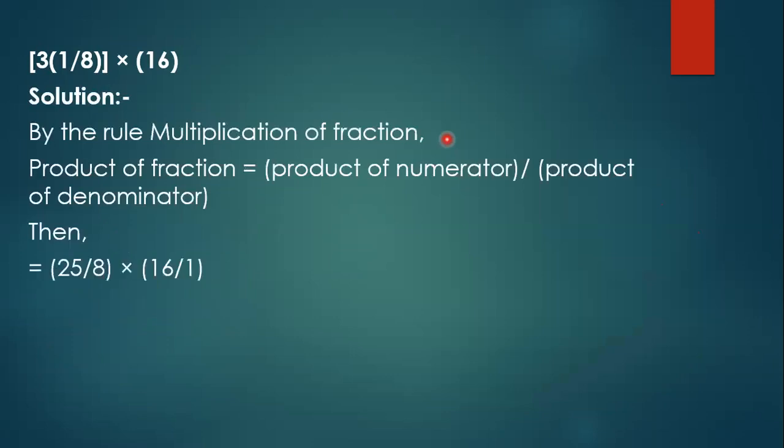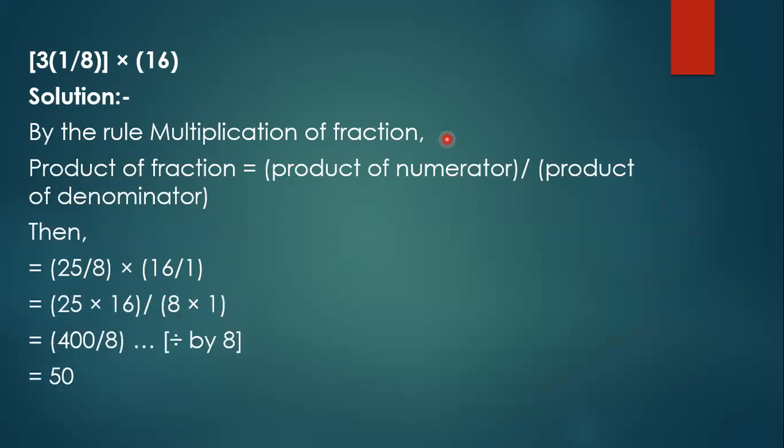Next, again you have a mixed fraction, 3 1 by 8. 3 1 by 8 can be written as 8 multiplied by 3, 24, plus 1, 25 by 8. Okay, by the rule of multiplication, it would be 25 into 16 upon 8 into 1. It is a traditional method. I don't like it. I find it time consuming.